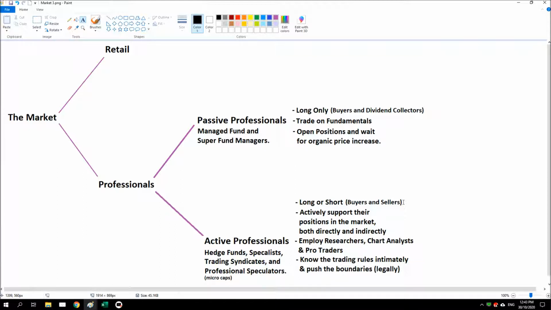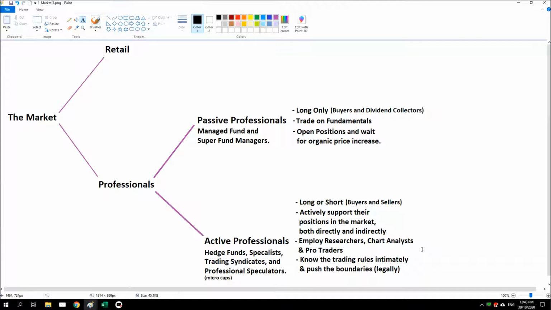And indirectly, they will try to market the stock. They will be on social media spruiking the stock. They will try to get into the TV and print media to push the stock's value and increase people who may be interested in the stock to help push price higher. They're actively supporting their position both directly and indirectly in the market.